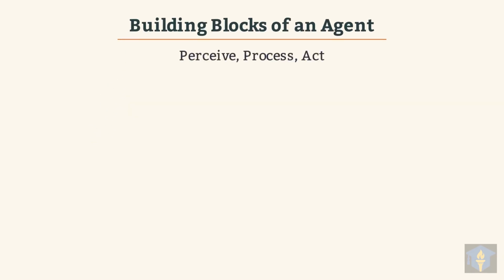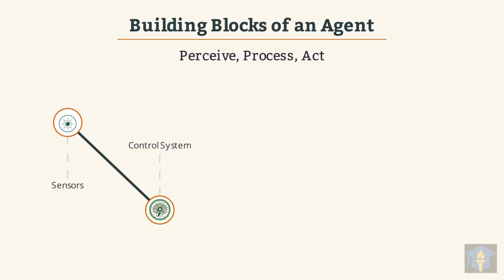At its core, an agent follows a simple cycle. It perceives its environment, processes information, and then acts accordingly. First, agents use sensors, which are like eyes and ears, to gather information about their surrounding environment. The control system is the brain interpreting sensor data and deciding what actions the agent should take next.